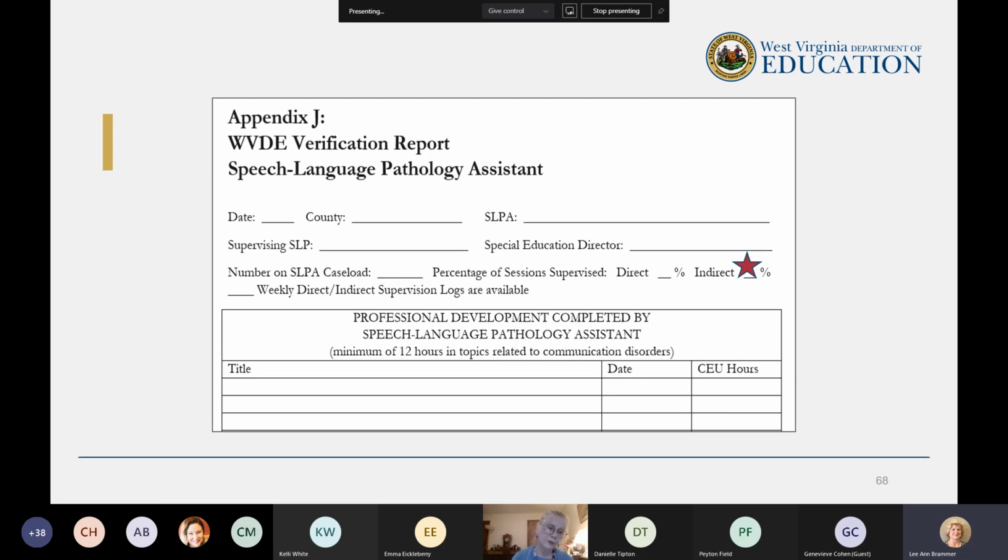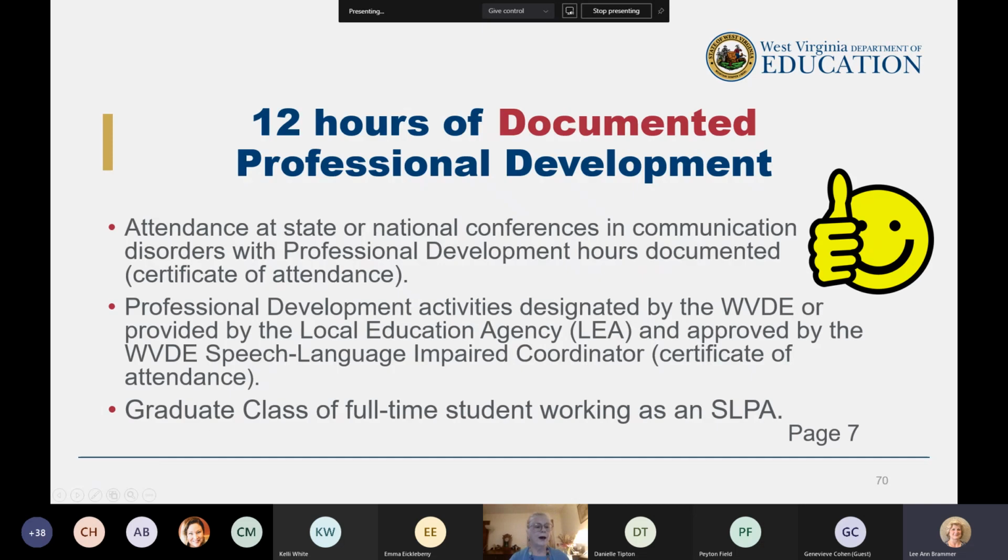And then if you go to the next slide, just to point out that the weekly direct and indirect supervision logs, whether you do it on eDocs or on a spreadsheet or whatever, you have it available. You're verifying that you have that available.